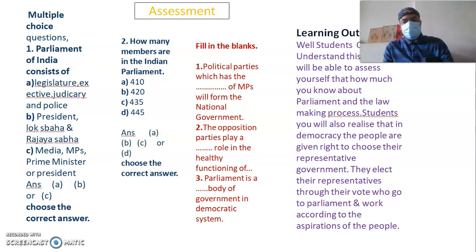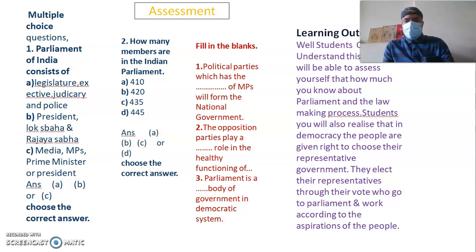Choose the correct answer from these three options available with you. Second: how many members are in the Indian Parliament? 410, 420, 435, 455. The answer will be A, B, C, or D. You have to choose the correct answer.